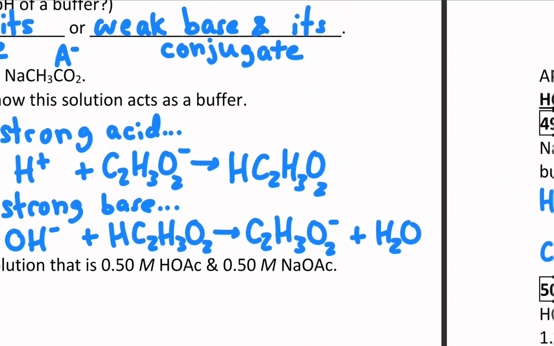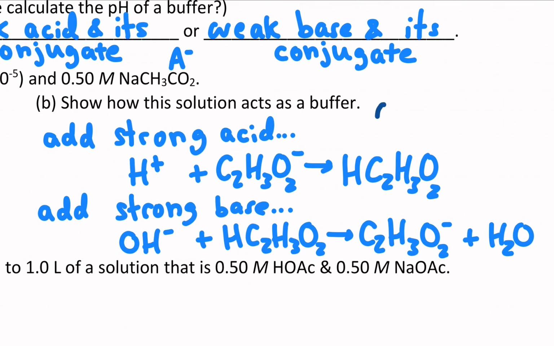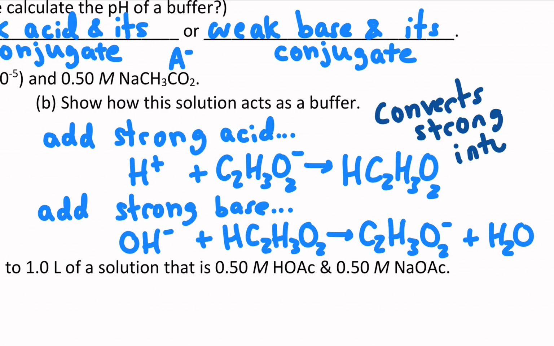But the point is, the buffer converts strong into weak. And weak things simply don't change the pH as much. It changes a little, but not nearly as much as it would change if we added strong acid or strong base to some aqueous mixture that didn't already contain a buffer mixture. That's it. That's how buffers work, and that's what they do.